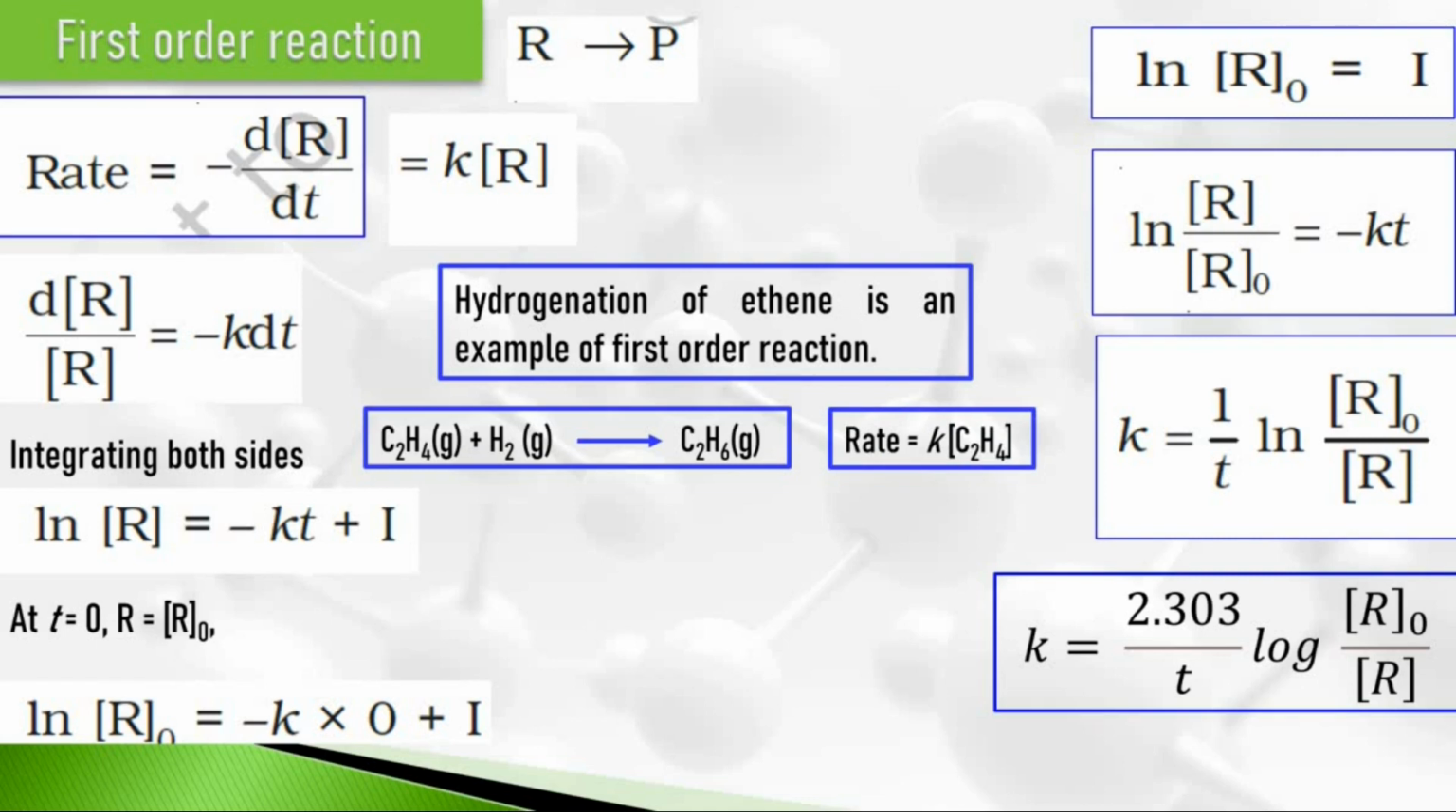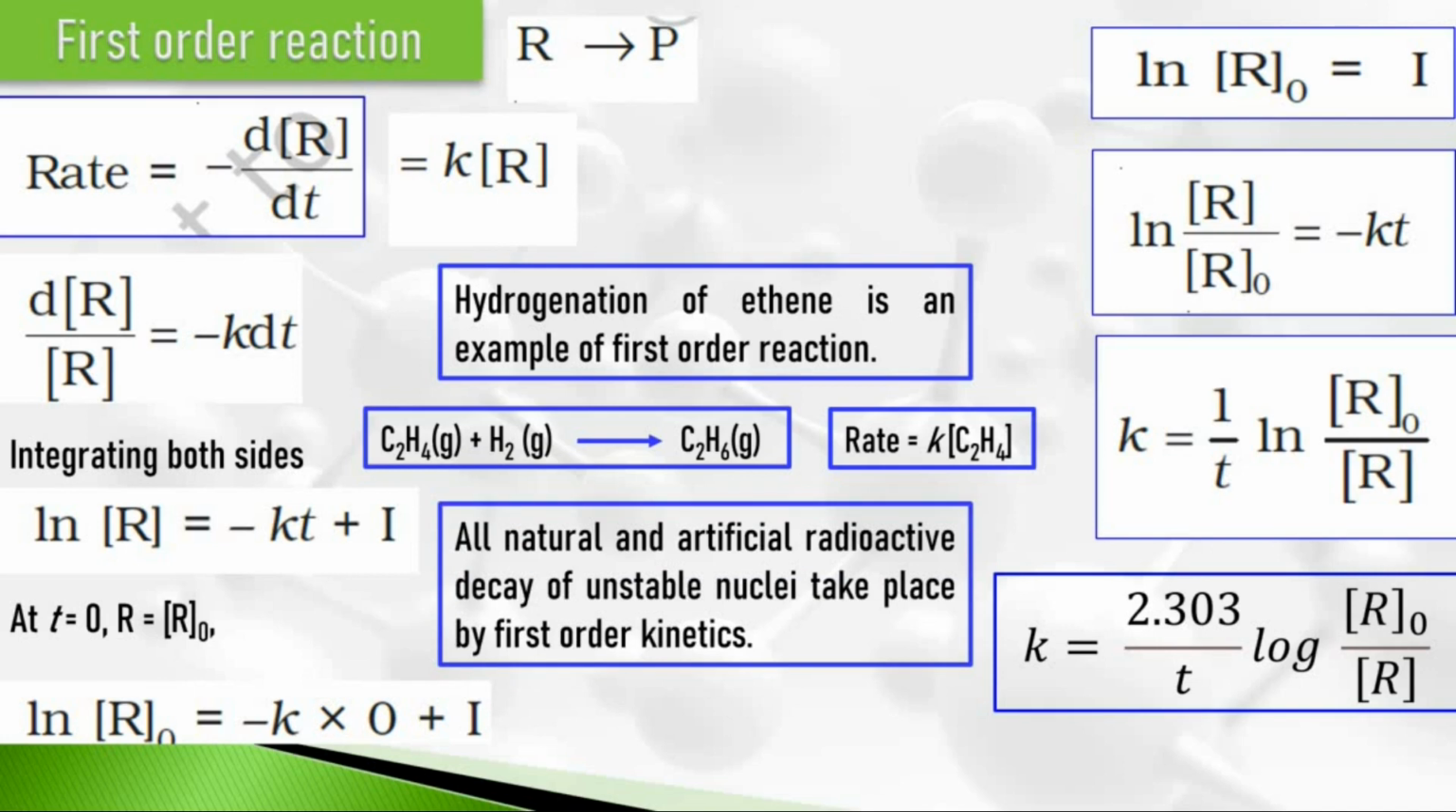Coming to the second example, all natural and artificial radioactive decay of unstable nuclei also take place by first order kinetics. Apart from these two examples, decomposition of N2O5 to form NO2 and oxygen, and decomposition of nitrous oxide N2O are also some more examples of first order reactions. So this is all about the derivation of the integrated rate equation of first order reaction.